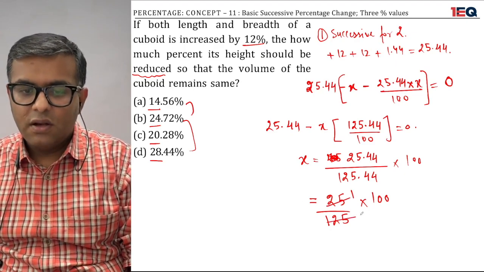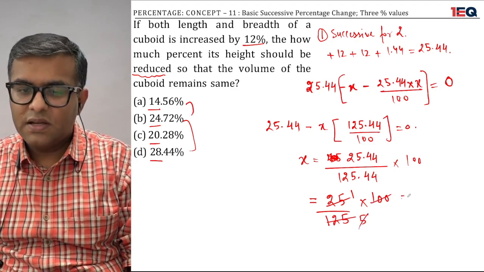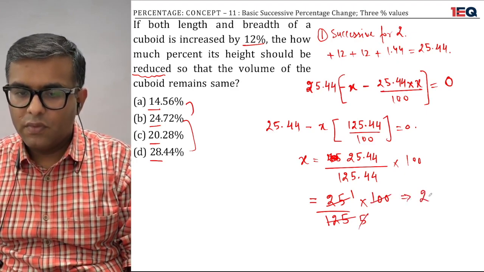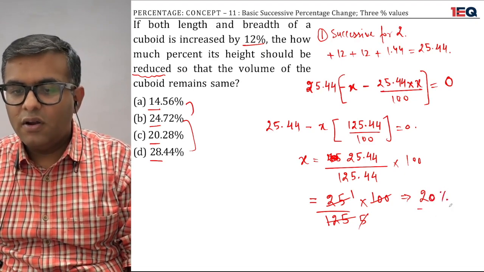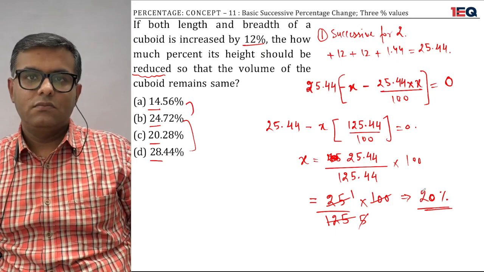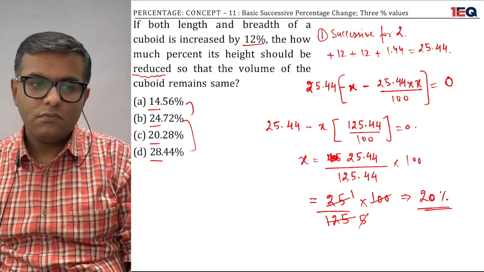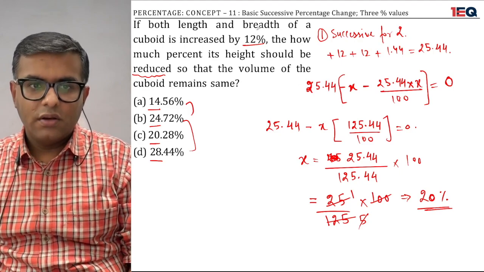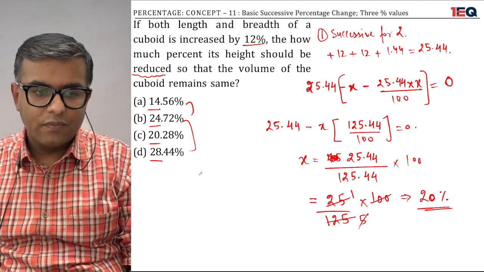25 ones are 25, 5 ones are 5, 5 fours are 20. So the answer is somewhat 20%. You got it? Did you get it? Okay, I'll help you understand it with the other way now.